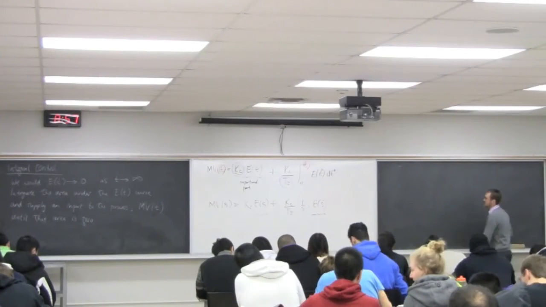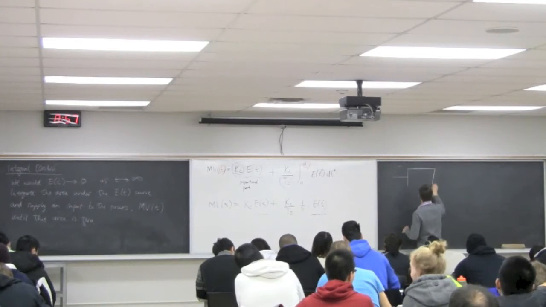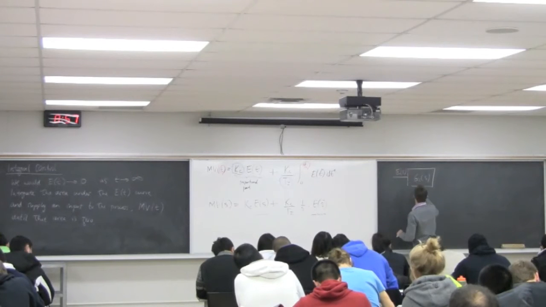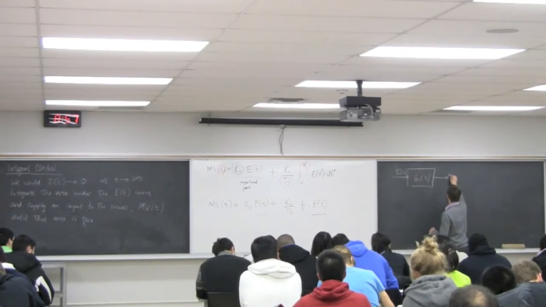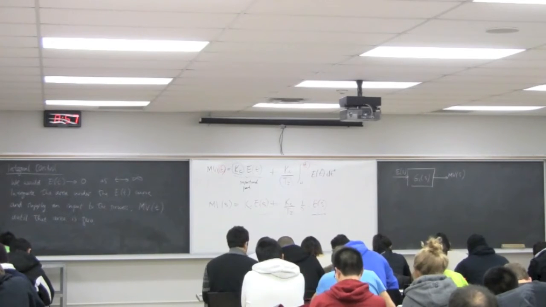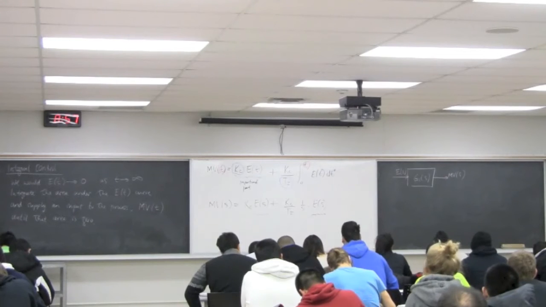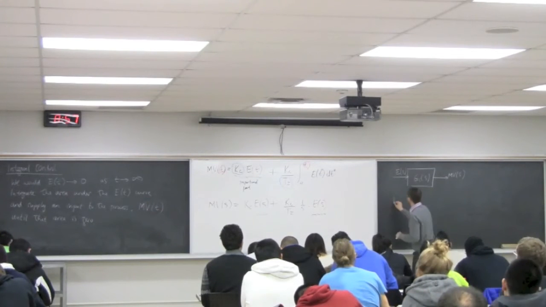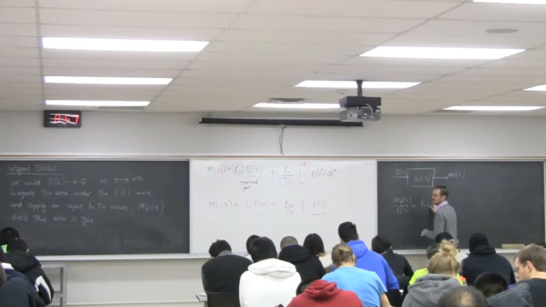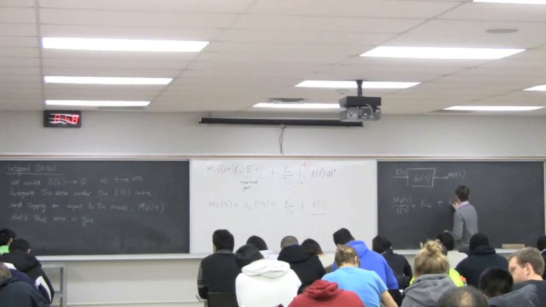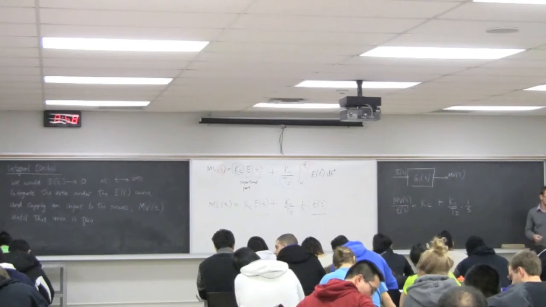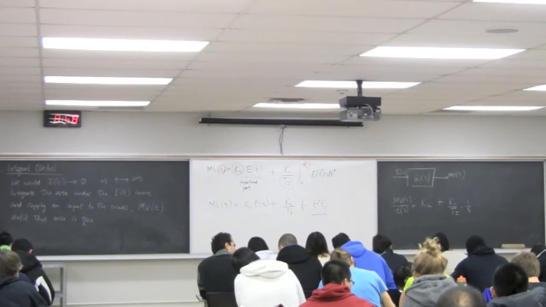So what we're trying to do is get this GC of S, where my input is an error and my output is the manipulated variable. We want a transfer function for that controller, and that's actually given quite nicely to us in this transfer function form: MV of S over E of S is equal to KC plus KC over TI times 1 over S. So just factoring out that E of S and bringing it over to the left side.